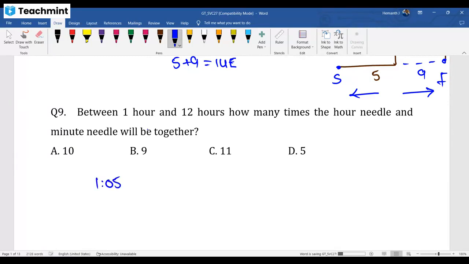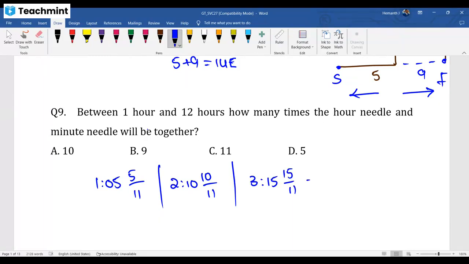My dear friends, after 1 hour, when will they meet? Approximately you may think 1:05, and you can check on your watch too, but the exact timing is 1:5 and 5/11. Then it will meet at 2:10, you may think, but it's actually 2:10 and 10/11. Next is 3:15, you may think, but that is 3:15 and 15/11. The numerator should be less than the denominator, so 15 by 11, 11 goes one time, add that one here, 4 is the remainder.